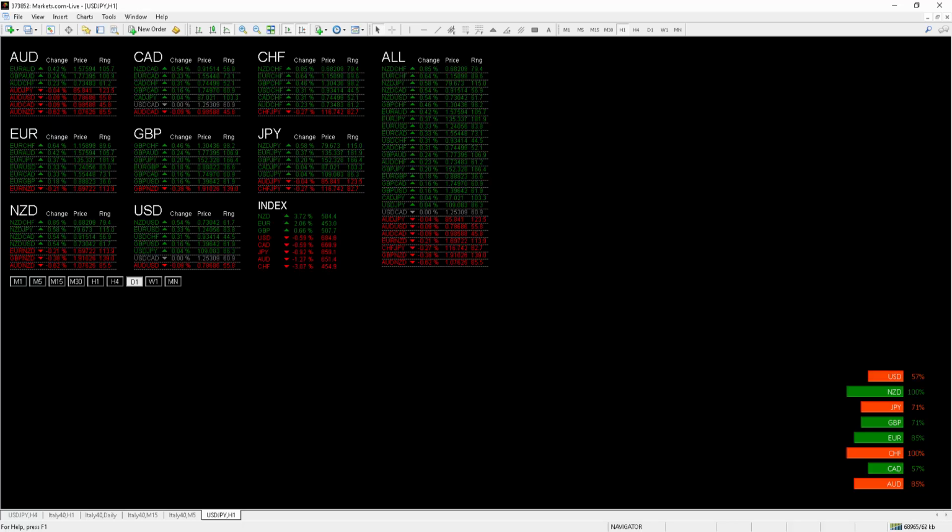Today is Tuesday, February the 6th, and it's just past midday. Let's see how the Forex market is behaving through the index grid of our best and worst dashboard.